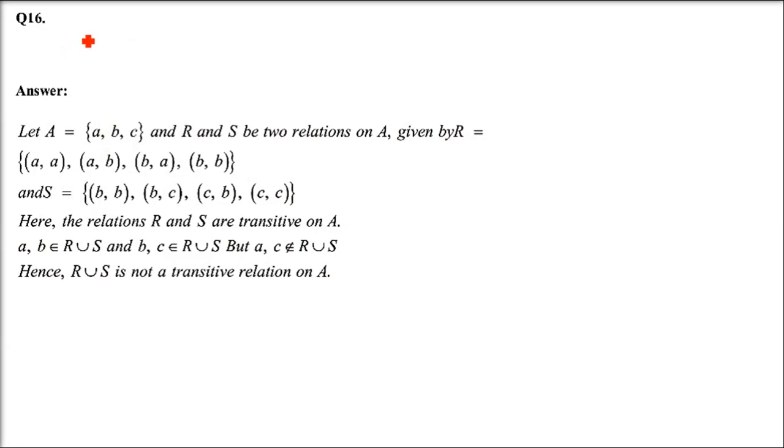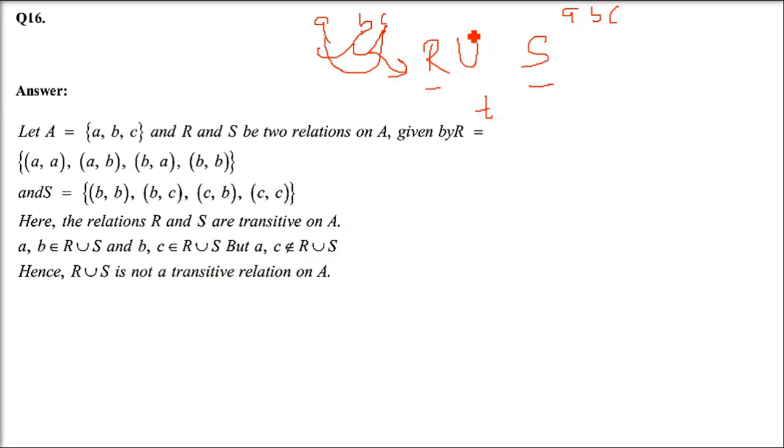Next one is the 16th question. If R and S are transitive relations on set A, please remember both are transitive, then prove that R union S may not be a transitive relation on A. So if both are transitive, can you prove that R union S is not always transitive? Transitive means A related to B and B related to C means A related to C. Union is not always transitive.